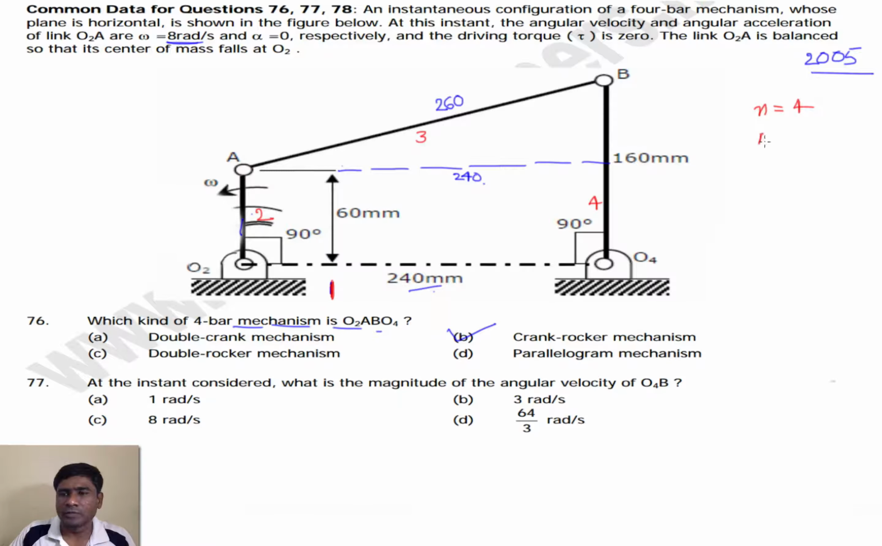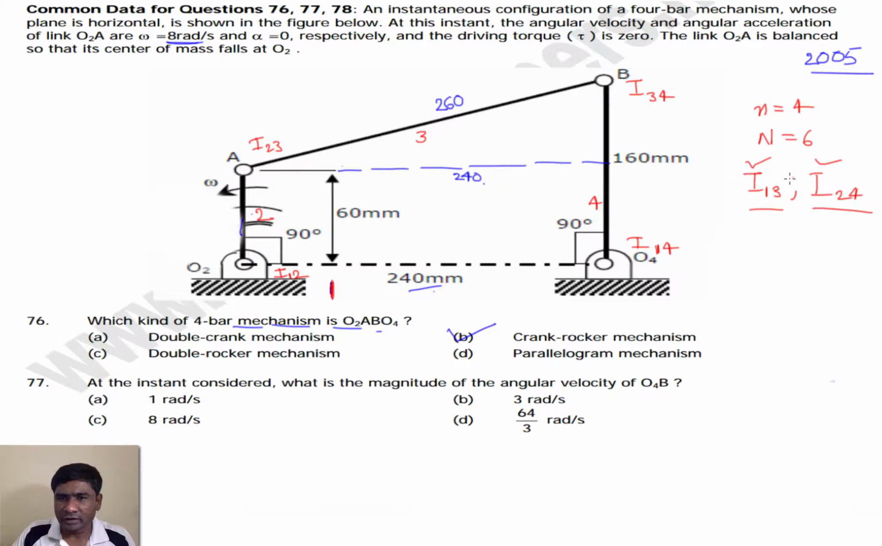So here n equal to 4. That means the number of instantaneous centers is 6. This is I12, I23 at point A, I34 at point B, I14 at point O4, and the remaining instantaneous centers are I13 and I24. So here which one do we need to identify, I13 or I24?